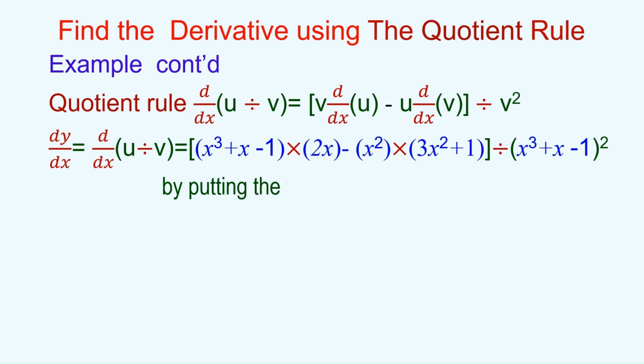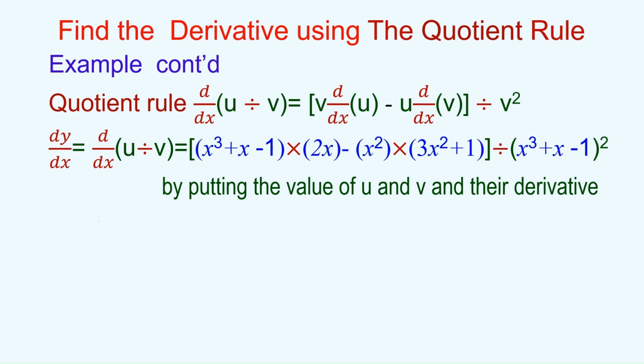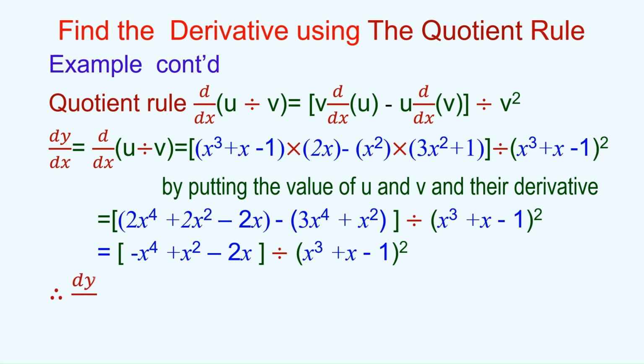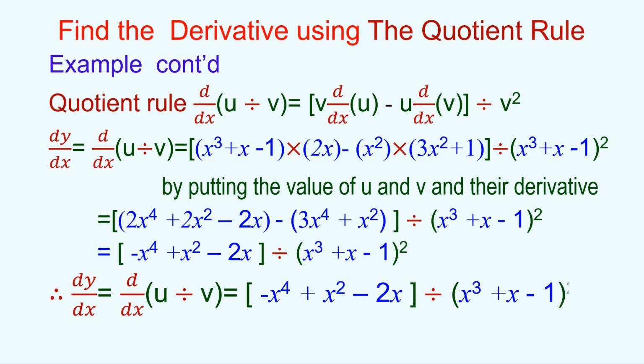By replacing the values of du/dx and dv/dx in the expression, we get [2x⁴ + 2x² − 2x − 3x⁴ − x²] / (x³ + x − 1)² = (−x⁴ + x² − 2x) / (x³ + x − 1)². Therefore dy/dx = d/dx (u/v) = (−x⁴ + x² − 2x) / (x³ + x − 1)².